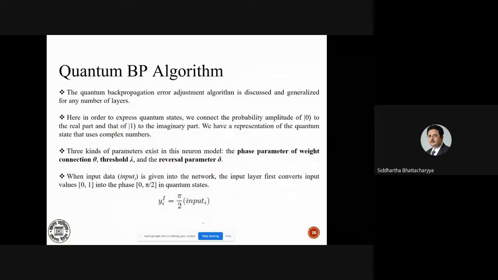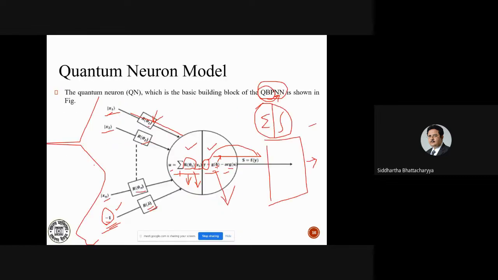But in the quantum computing counterpart, you see here three different parameters. In contrast to the previous case, where the weight was the only culprit, here three culprits are there. First is the phase parameter of the weight connection, that is theta. There is an angle theta, the rotation gate angle, which we are using over here.